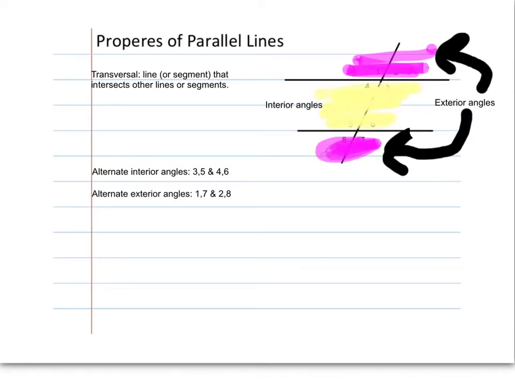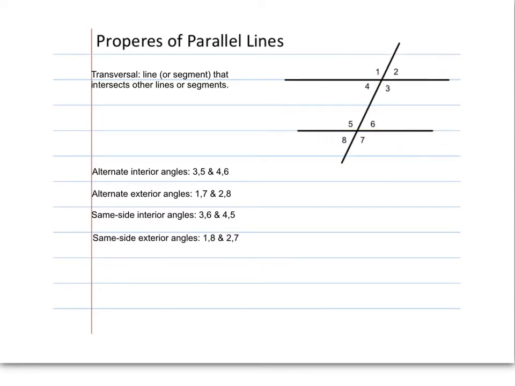Then we also have pairs of angles that are on the same side. So for example, angle 3 and 6 are both on the interior, and they're on the same side of the transversal. So 3 and 6 would be same side interior angles, along with 4 and 5. And then you might have guessed that we also have same side exterior angles. So angle 2 and 7 would be same side exterior. 1 and 8 would be same side exterior.